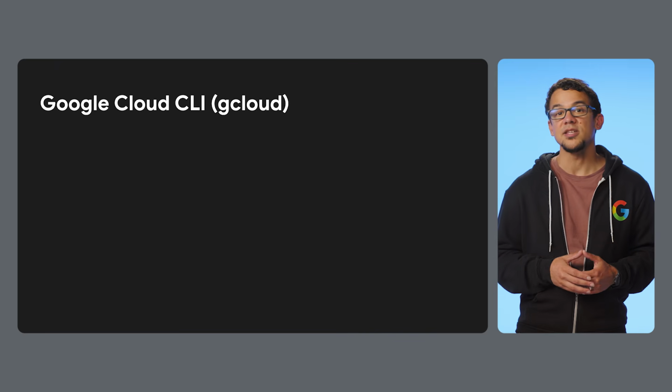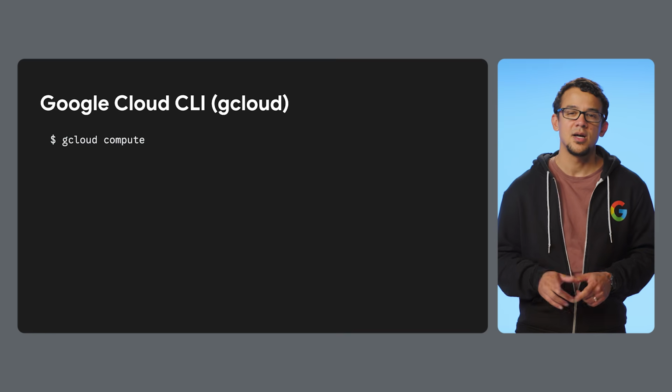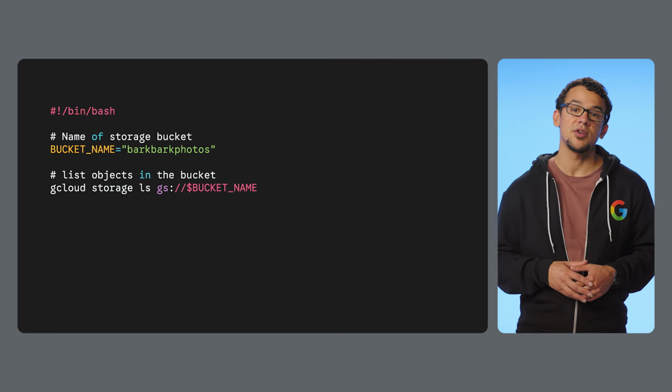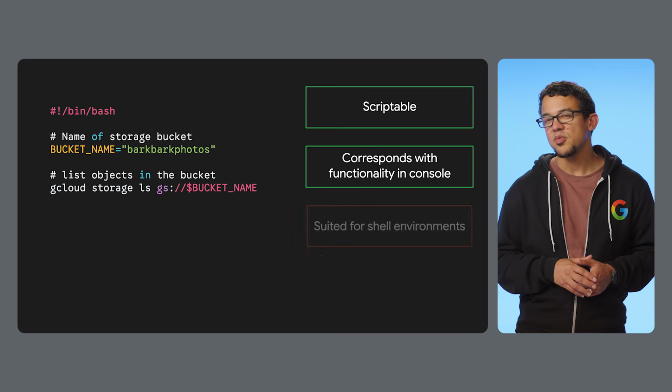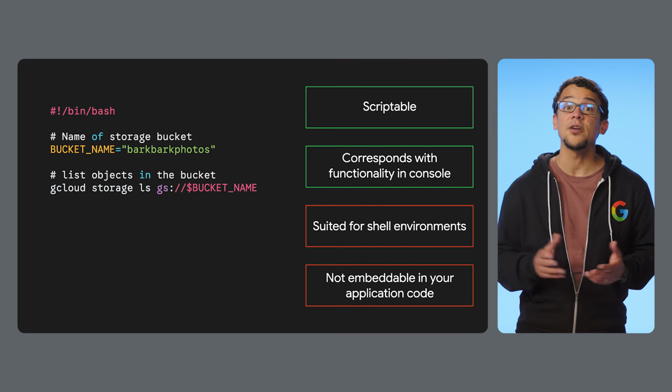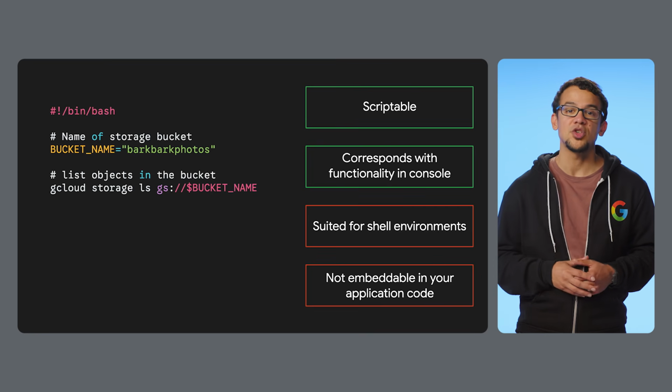For that, one option you've got is the Google Cloud CLI, gcloud. The Google Cloud CLI is part of the Google Cloud SDK and lets you interact with your cloud resources from your terminal. A lot of what you can do by clicking around in the console, you can do with a corresponding gcloud command. And of course, since it's a CLI, you can use gcloud commands in executable scripts. gcloud is primarily for shell environments, so while it's great for accessing Google Cloud from your terminal, it's not directly embeddable into your application code.